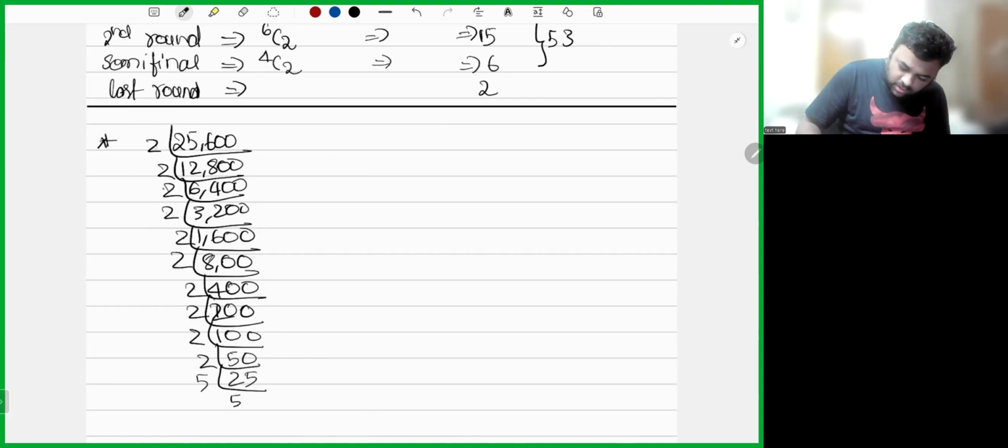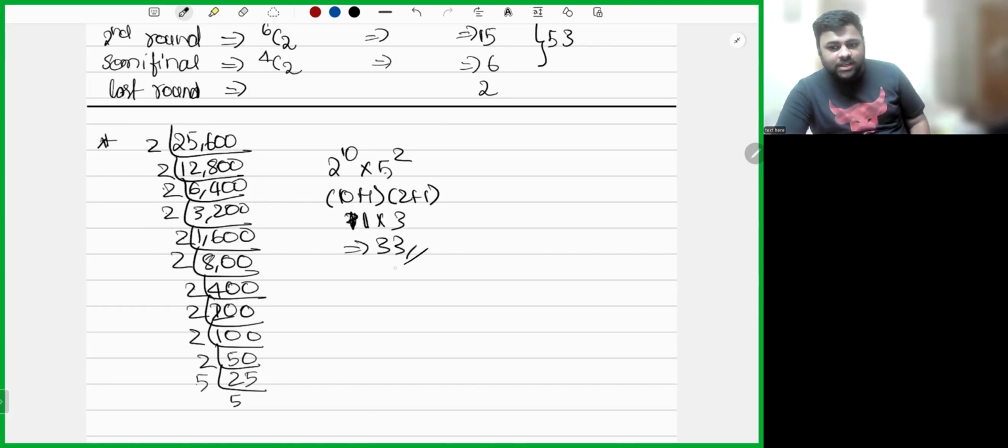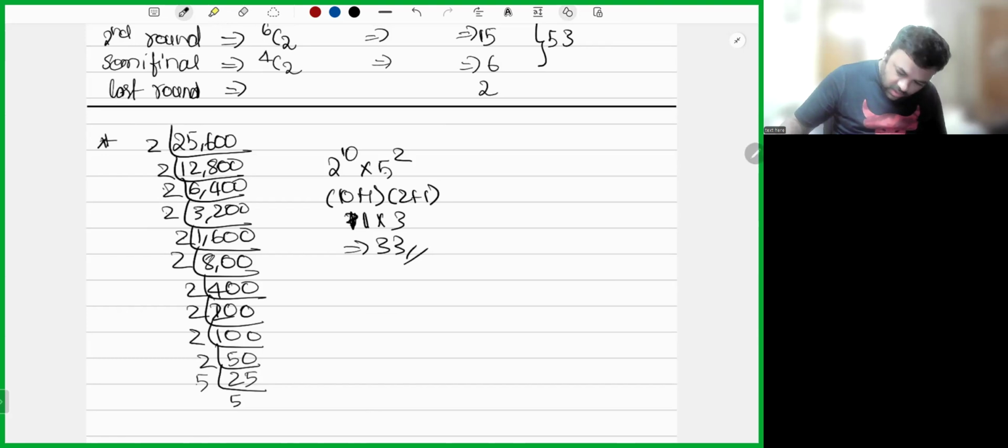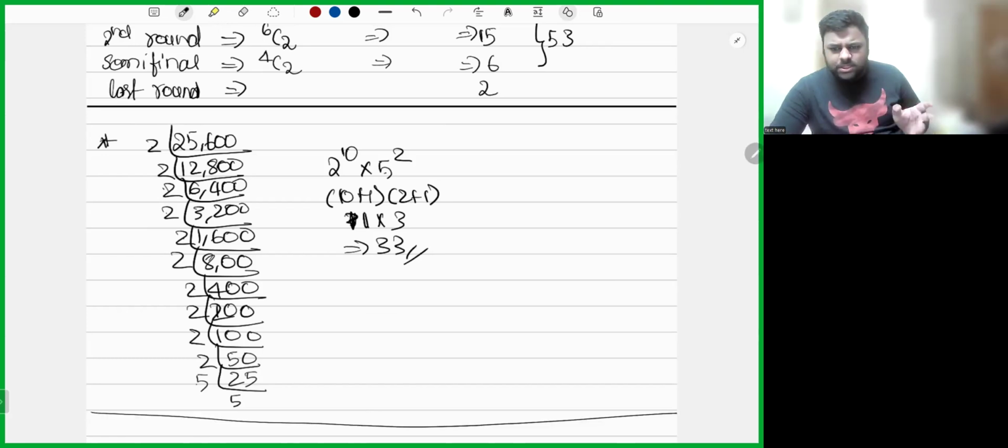2 power 10 into 5 repeated 2 times, 5 square. So 10 plus 1 into 2 plus 1, 11 into 3, which equals 33. So a total of 33 divisors are possible. 33 factors are possible for 25,600. Okay, it's a simple one, nothing much complicated.